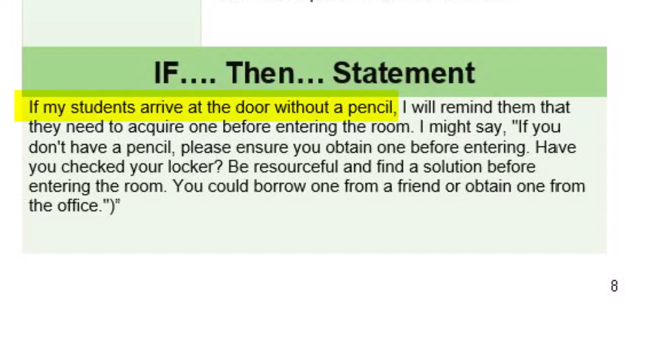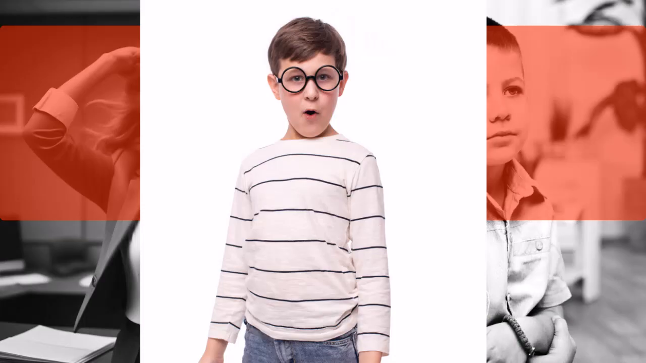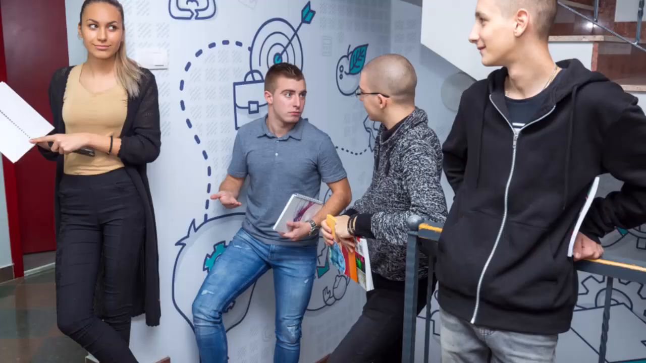So your if-then statement, in this case, is if my students show up without a pencil, then I'm going to ask them to go back to their locker. I'm going to ask them to be a problem solver and ask a friend. Oh, you don't have a pencil? Be a problem solver before you come in. See if you can borrow, figure it out. You can't come in until you have a pencil because you know you're going to need one. Go get one, go figure it out, and then come back. Come on in the room when you've got that pencil for me. And then make them show that to you.